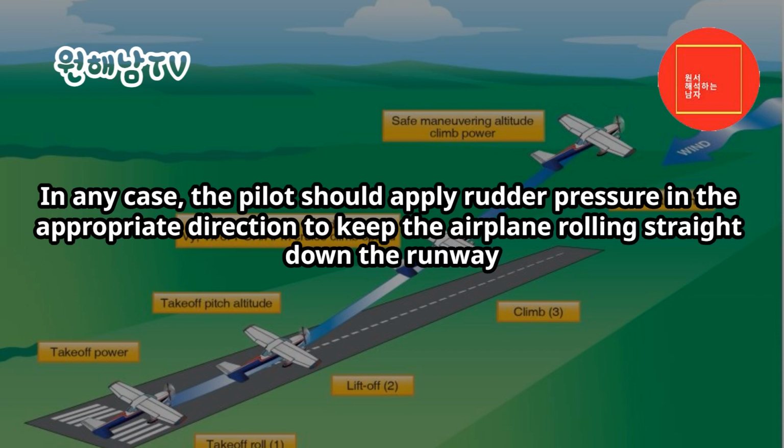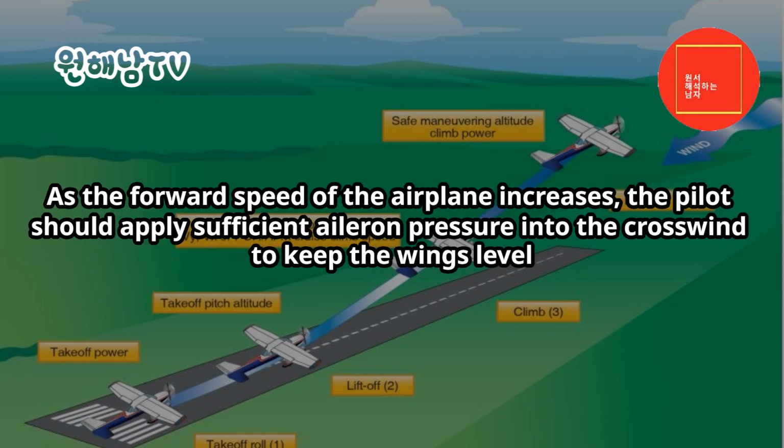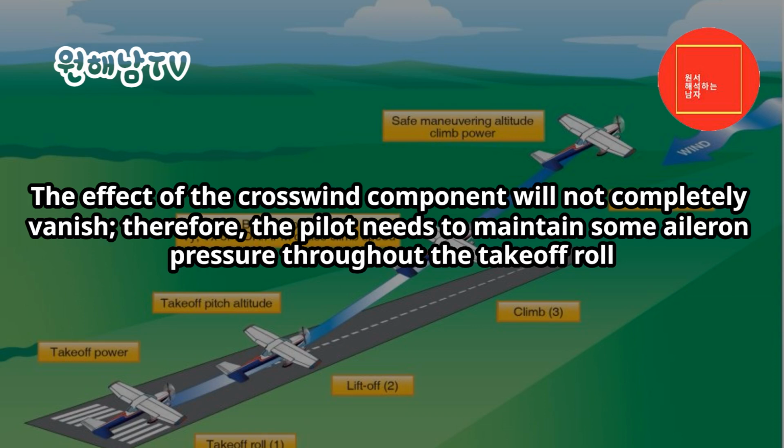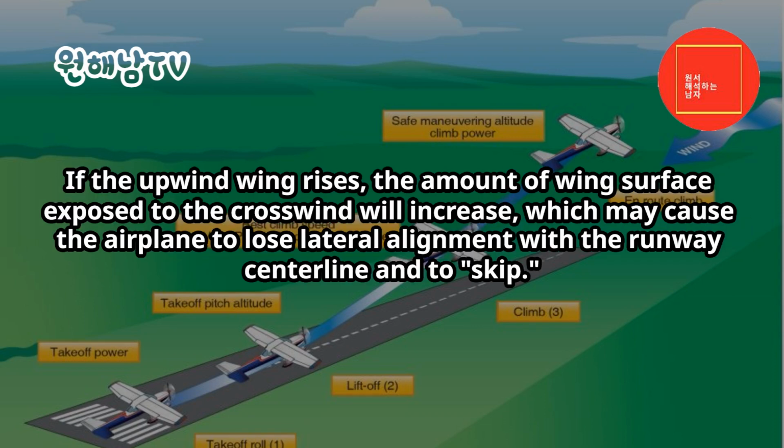In any case, the pilot should apply rudder pressure in the appropriate direction to keep the airplane rolling straight down the runway. As the forward speed of the airplane increases, the pilot should apply sufficient aileron pressure into the crosswind to keep the wings level. The effect of the crosswind component will not completely vanish, therefore, the pilot needs to maintain some aileron pressure throughout the takeoff roll. If the upwind wing rises, the amount of wing surface exposed to the crosswind will increase, which may cause the airplane to lose lateral alignment with the runway centerline and to skip.